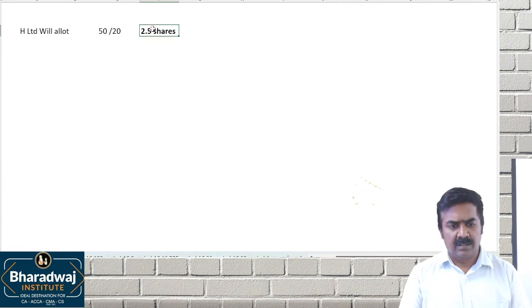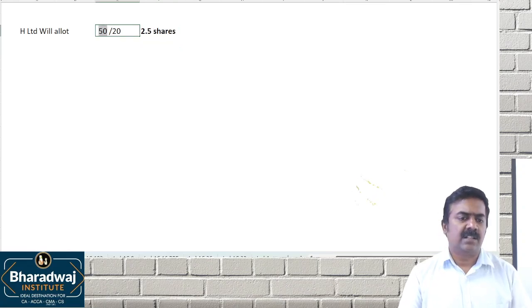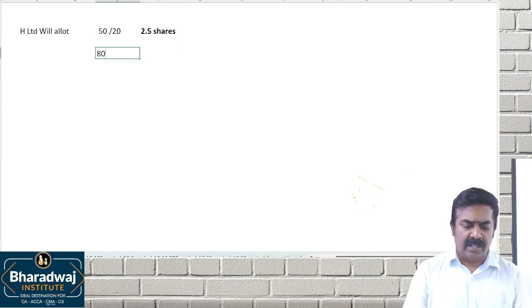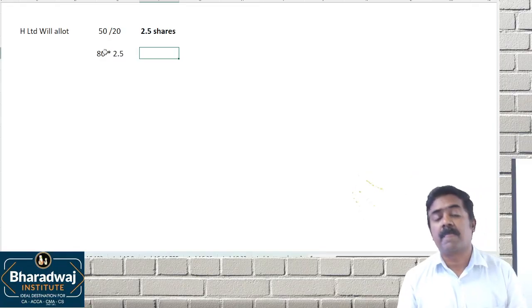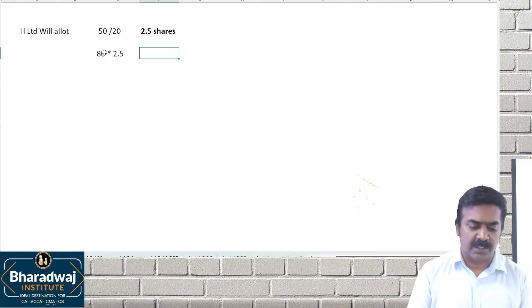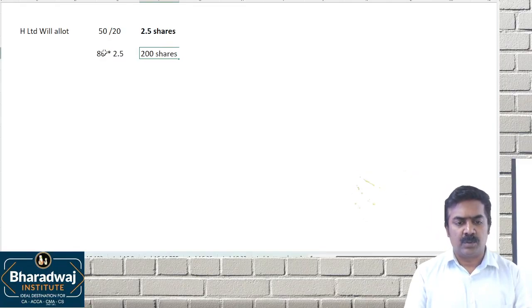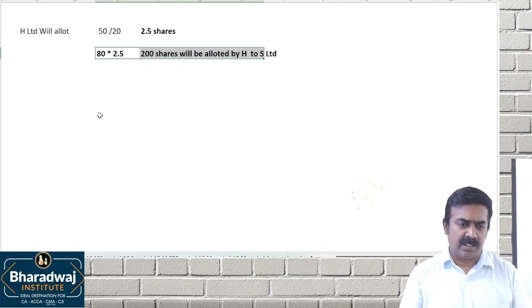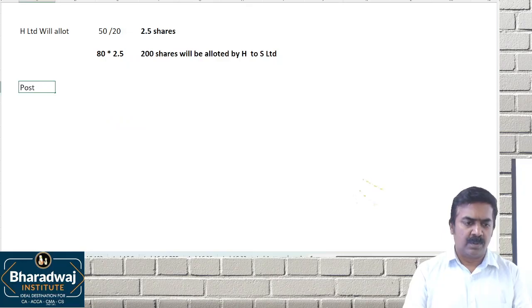Okay. Seller's 50, our value 20, so it will be 2.5 shares. That means 80 shares into 2.5, how many shares will they allot? 200 shares will be allotted by H to which company? S Limited. Wait. This is pre-merger. You have to check post-merger also.